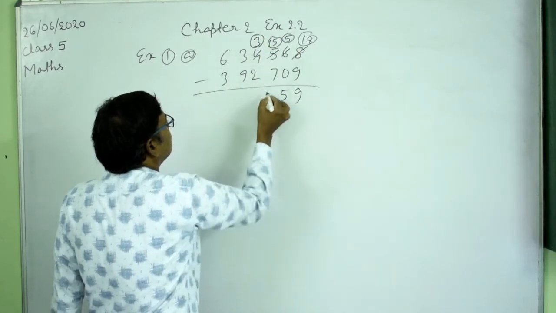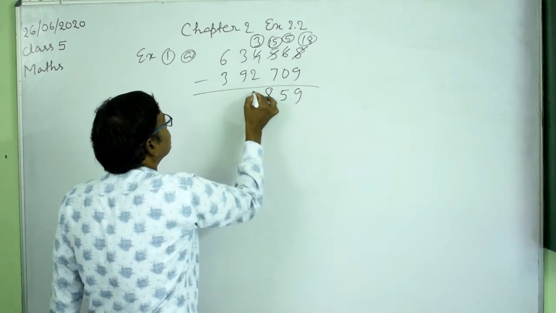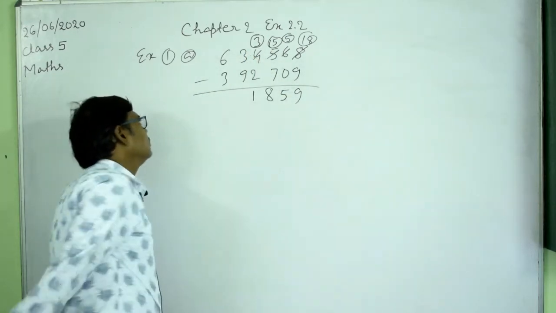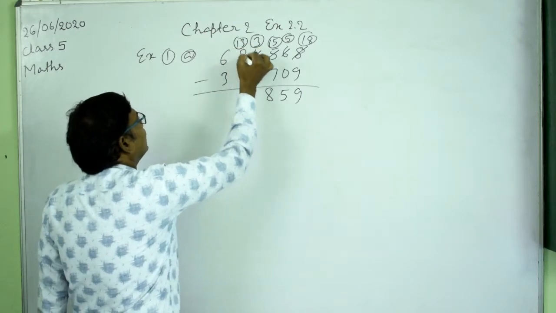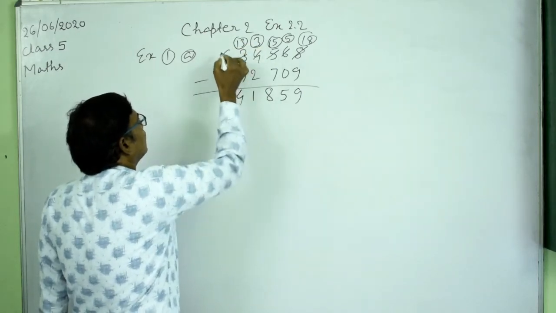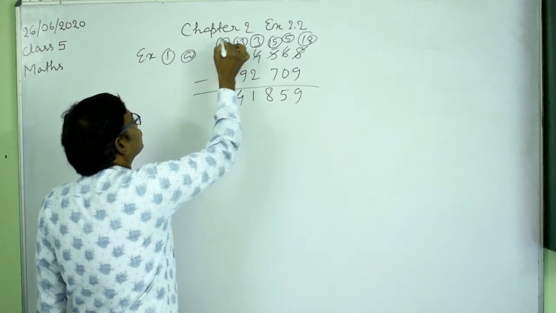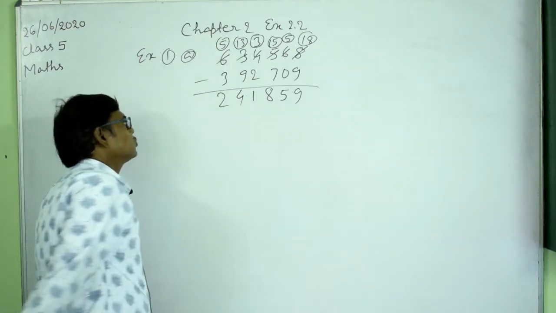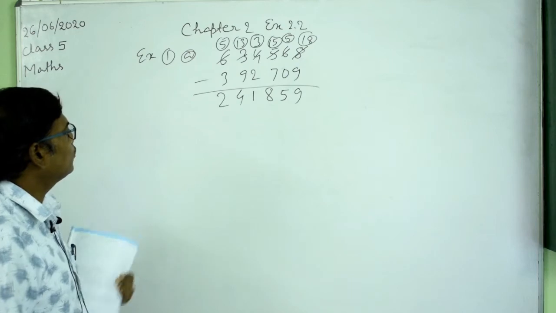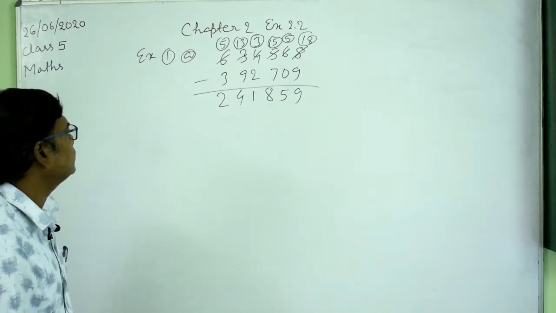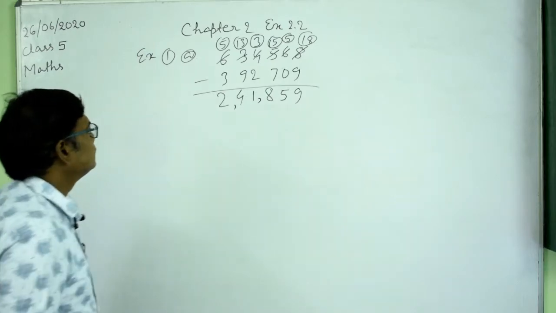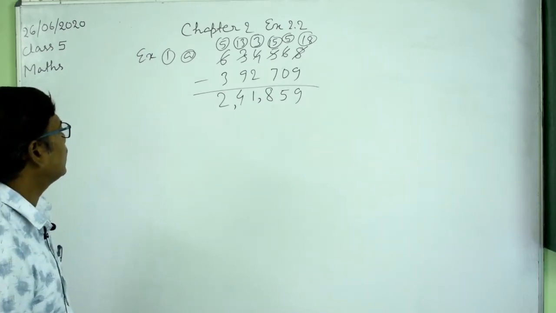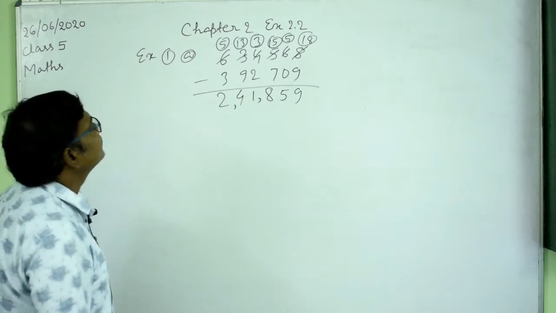So 15 minus 7 is 8, and 3 minus 2 is 1, and here again you have 3. So again you have to borrow from 6. So you will have 13 here, and 13 minus 9 is 4, and here it will be 5. So 5 minus 3 is 2. So answer is 2,41,859. Okay, and here put the periods. Okay, so it is 2,41,859.